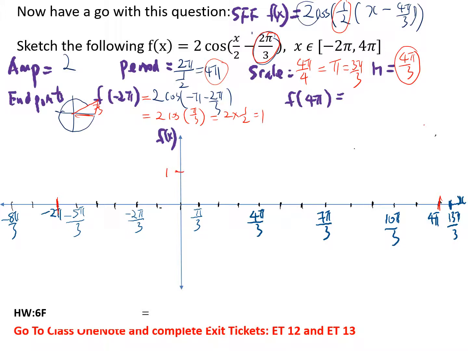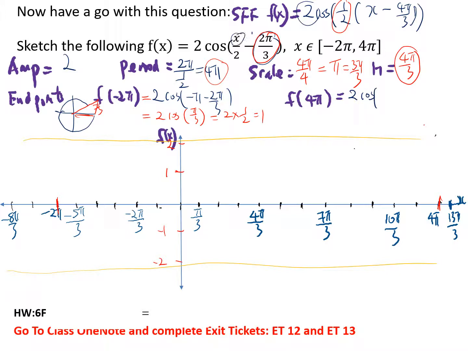So let's label 1, 2, -1, -2. So our range is actually from -2 to 2. I'm going to put a line here, very faint lines, to remind myself that will be my boundary lines. Now I am going to find when x equals 0. Oh, sorry, let's look at the 4 pi first. We have not done this bit.